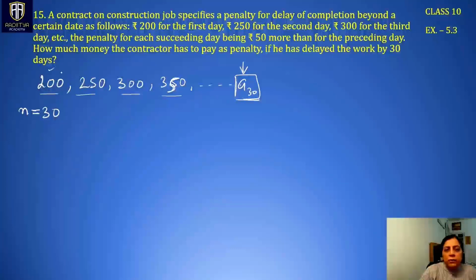For the first day, this is the amount. Second day, this amount becomes 250 for that particular day. So it is 450 for 2 days. Add 300 for the third day, so 750 and so on. That means we have to find S30 here, right? Not A30. A30 only denotes the penalty for the 30th day. S30 is the total amount that he has to pay for all the 30 days he has delayed the work.